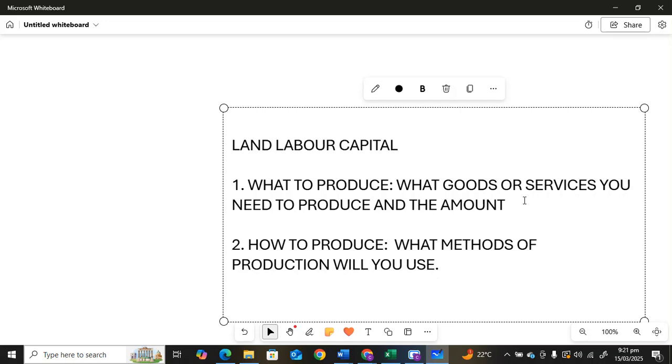Can you get enough capital to produce? If you can't, then you rely solely on labor. Or you can use a mix of the two. But basically, how to produce is focusing on what methods of production you're going to use. Any questions on that one?